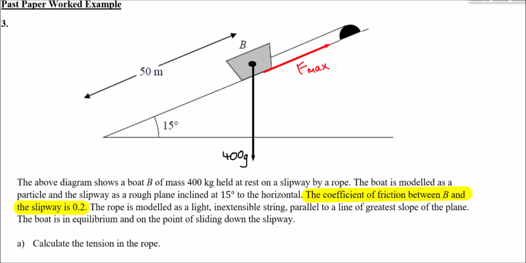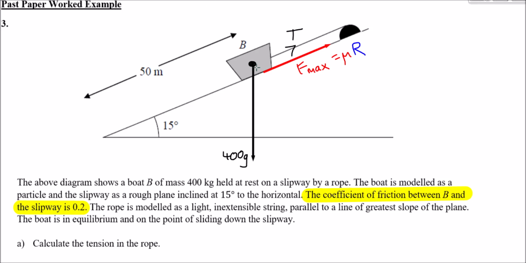We also need to find the tension in the rope. Now tension acts away from objects, so for tension I'll go this way. I'm going to label that T for tension. We're talking about friction here as well, as you can see. So friction, maximum friction, is based off mu, which is going to be 0.2, multiplied by the normal reaction force.